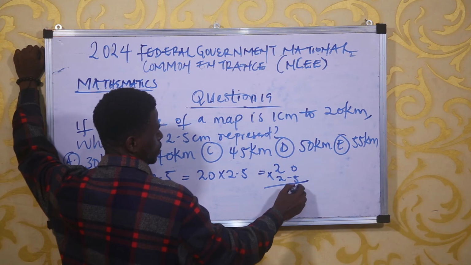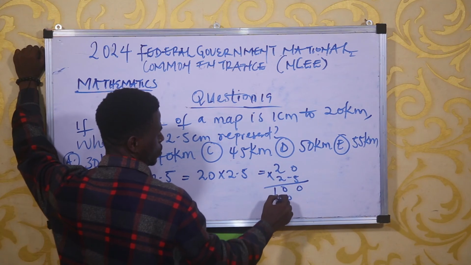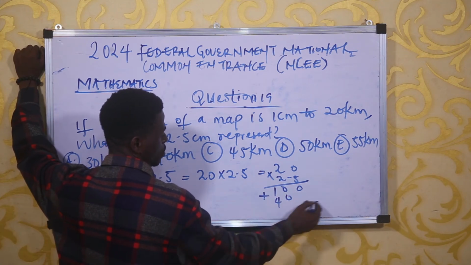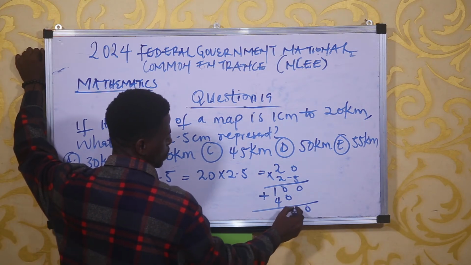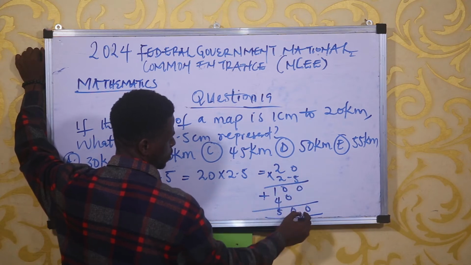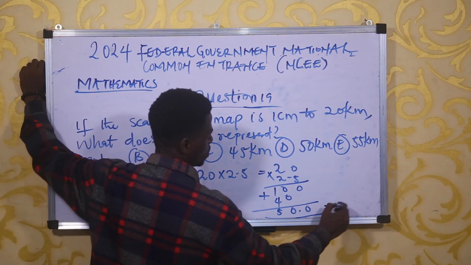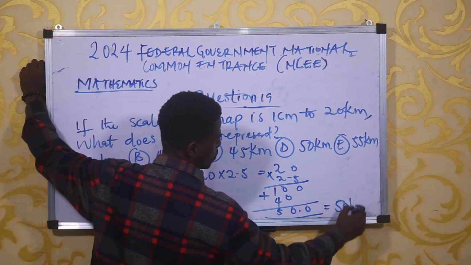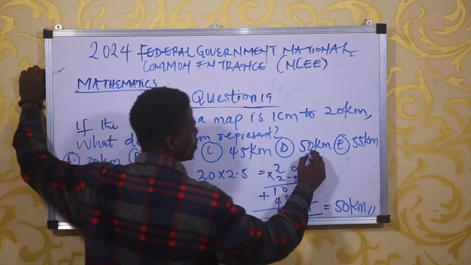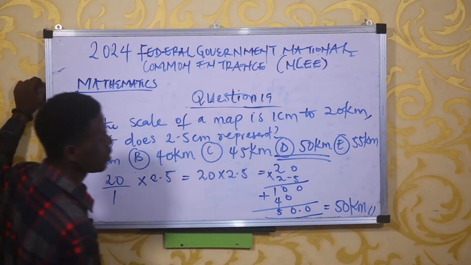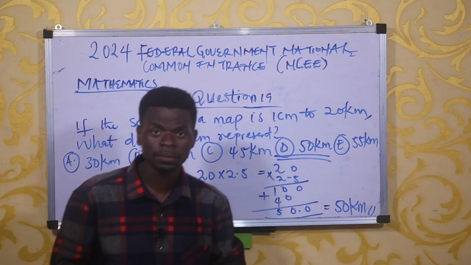So we say 20 times 2.5 and multiply. 5 times 0 is 0. 5 times 2 is 10. 2 times 0 is 0. 2 times 2 is 4. Then you add it together: 0, 0, 5. So you put your point here. In this place, our answer is 50.0, which is the same as 50 kilometer. So it represents 50 kilometer, which is option D. That's our answer. Thank you.